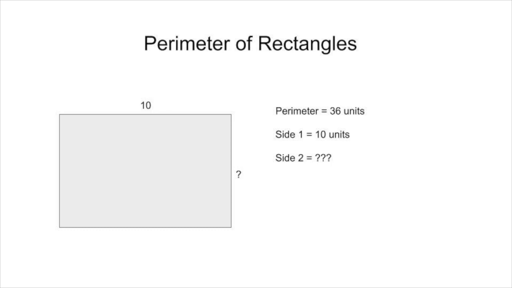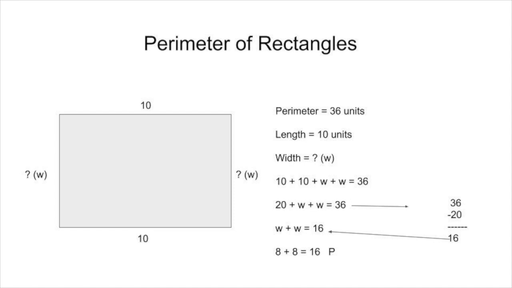So now I have another example that we're going to work through together. Let's find the perimeter of this rectangle. So they actually give us the perimeter. They say it's 36 units, and they give us one of the sides, and they say it's 10 units. So let's say that that side is our length, and now we're looking to find our width. We don't know what the width is, but we do know the length is 10, so I'm going to say 10 plus the width equals 36.